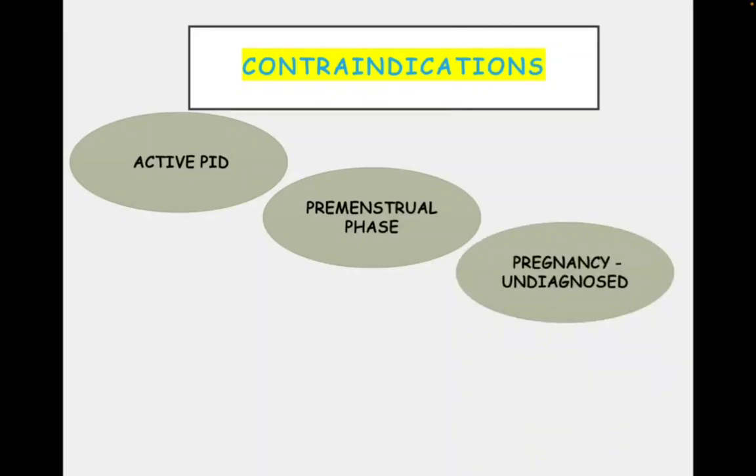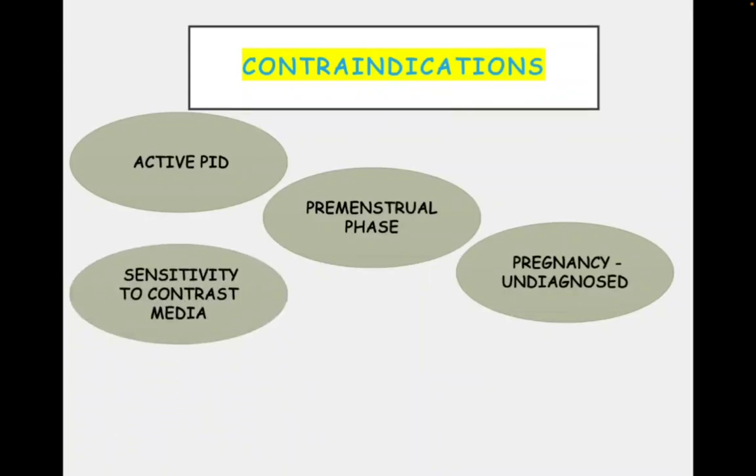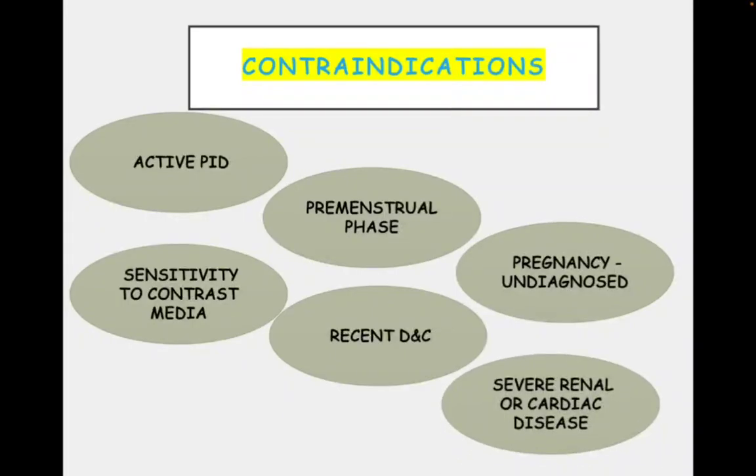Third is undiagnosed pregnancy. Anytime it can be, like if it is ectopic pregnancy or pregnancy of unknown location, whenever the pregnancy is there, HSG is totally contraindicated. Sensitivity to contrast media, obviously. And recent DNC, so again exacerbation of the infection can happen. You are introducing something which can lead to infection, so that's why after a recent DNC we should not do it. And severe renal or cardiac diseases, because of the contrast issues, we should not do it in these comorbid conditions.